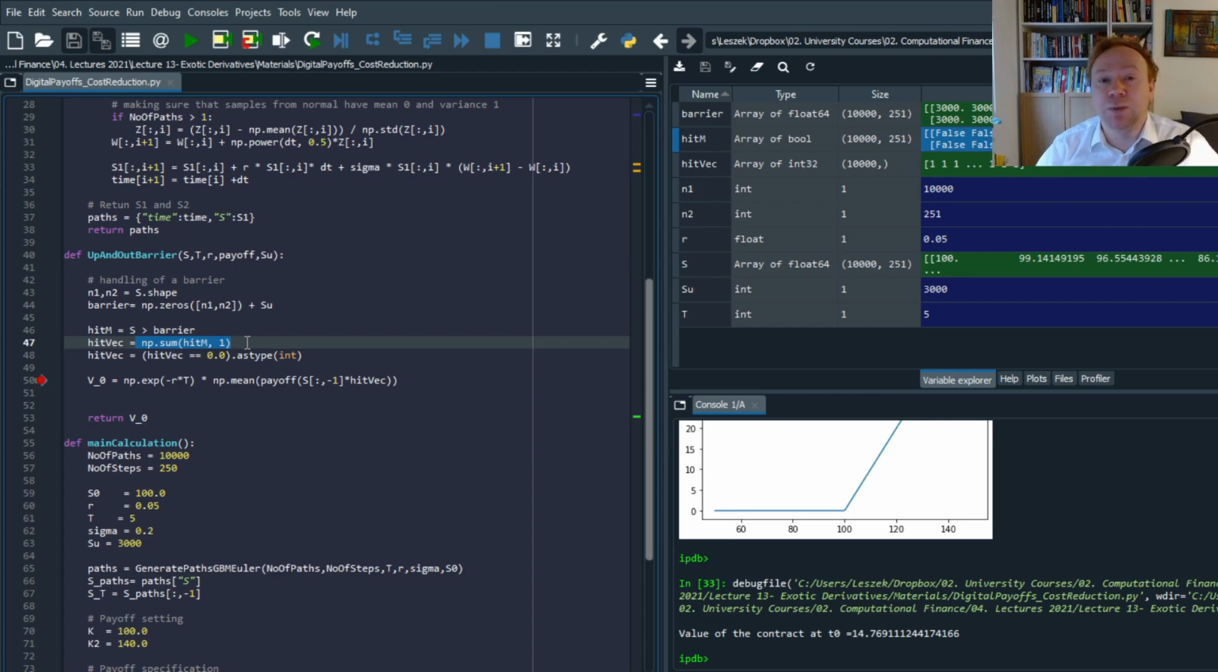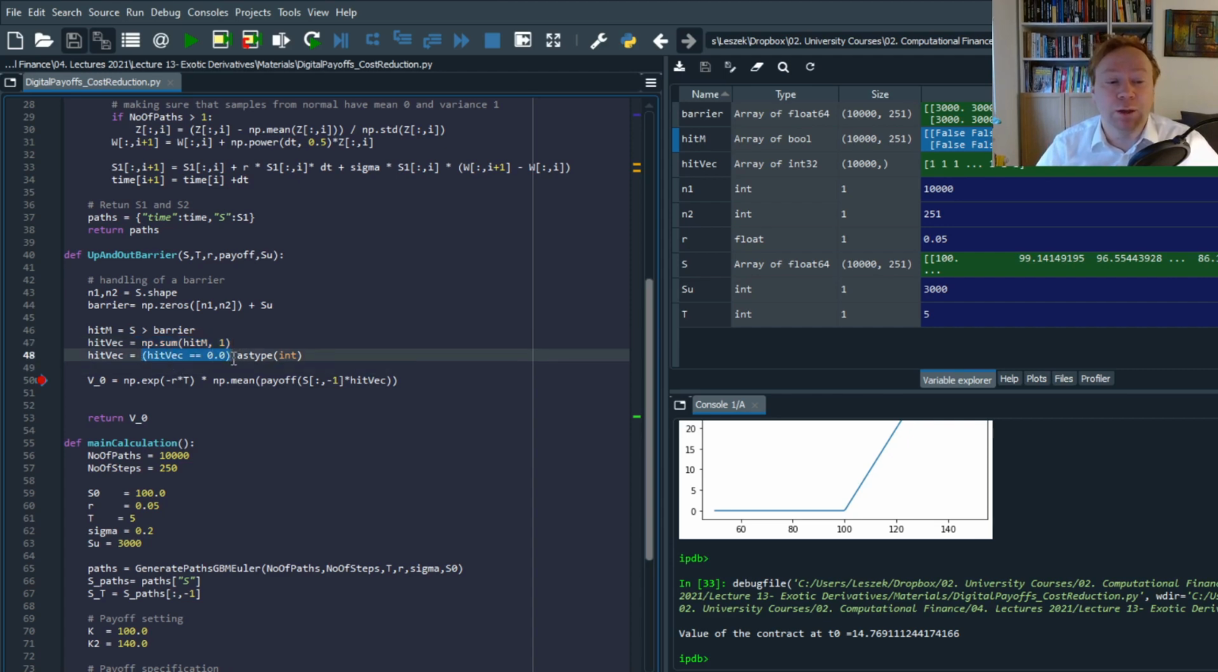So if it's 0, this means it was never hit. If it's higher than 0, it means it was hit. So what we do is a summation here. Of course, we are interested at the end in a European type payoff that we multiply with a 0 and 1. And of course, we multiply with 1 if the barrier hasn't been hit. So this is what we do here.